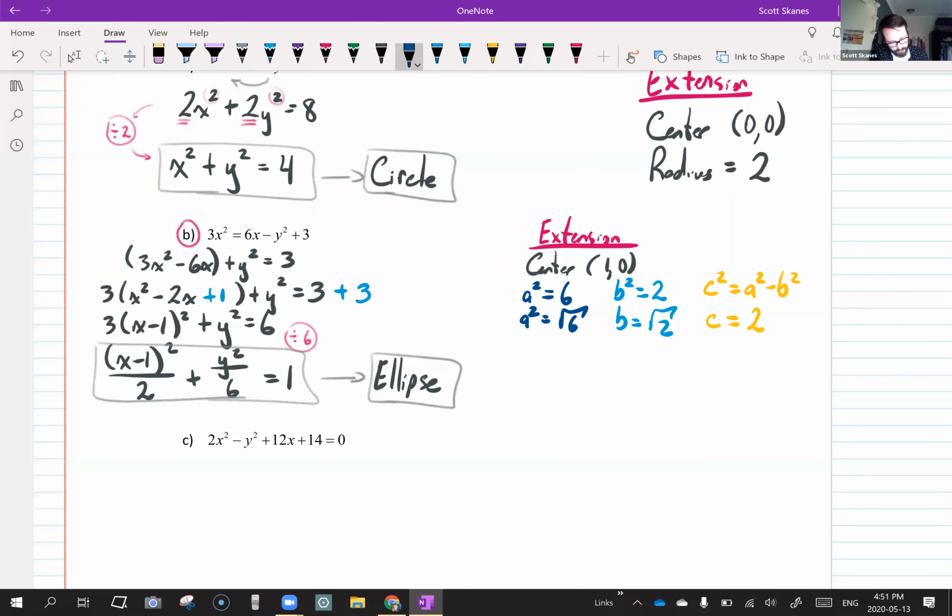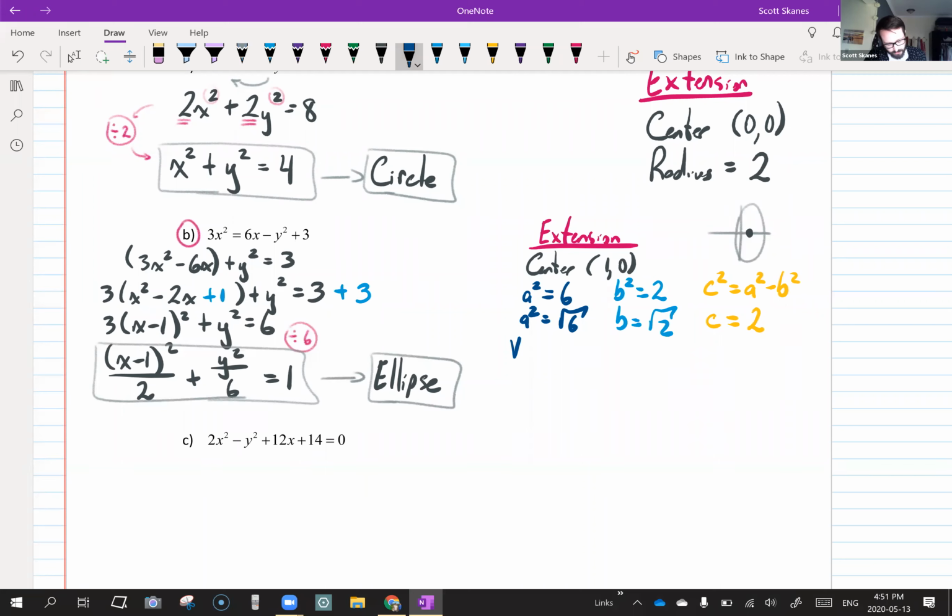How do we get the vertices? Well, I'm going to have to draw a quick sketch here because I do better thinking about this as a sketch. 1 and 0. So my center will be here. My major axis is the y-axis because it has the bigger value on the bottom. So it's stretched vertically. That's all I really needed. I know it's going to look like that. It's not asking me to make an accurate sketch, so I'm not going to bother. You should be able to do it.